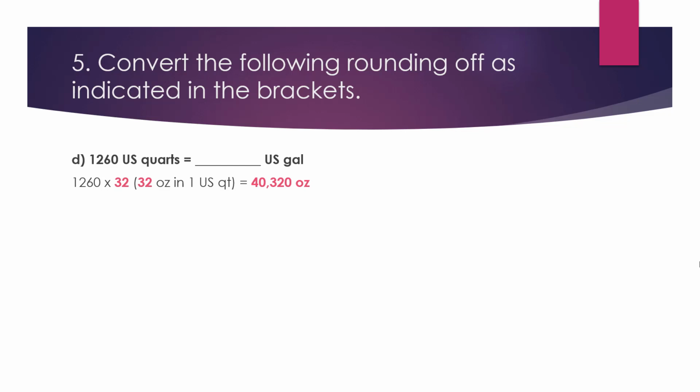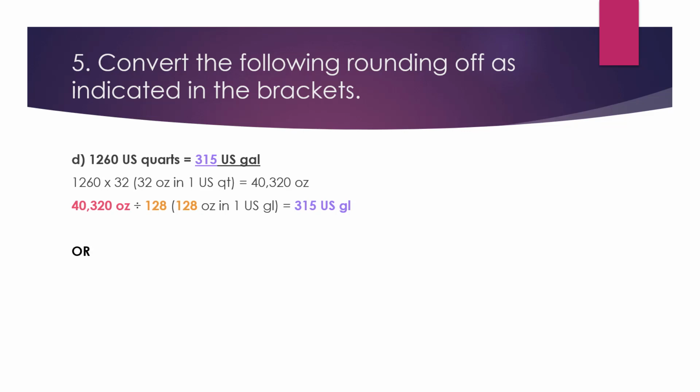Now I need to remember how many ounces there are in a U.S. gallon, and if you said 128, you are absolutely correct. So let's take the amount of ounces that I have in the 1,260 U.S. quarts. As we just calculated, that equals 40,320 ounces, divided by 128, the amount of ounces in a U.S. gallon, and we see that we get 315 U.S. gallons.